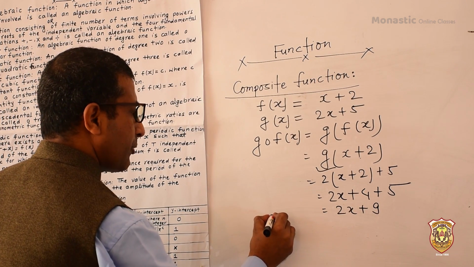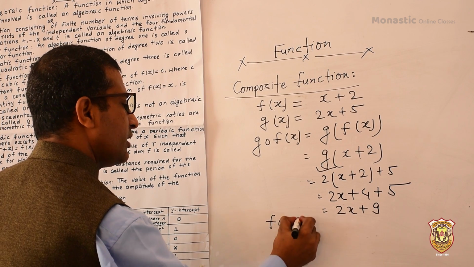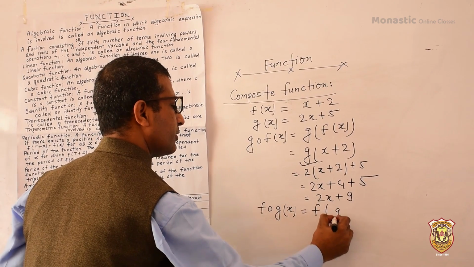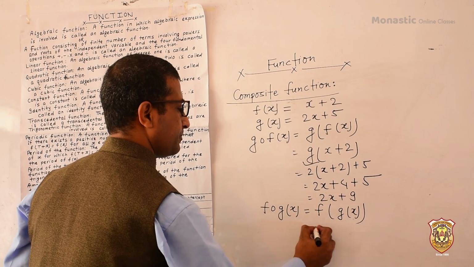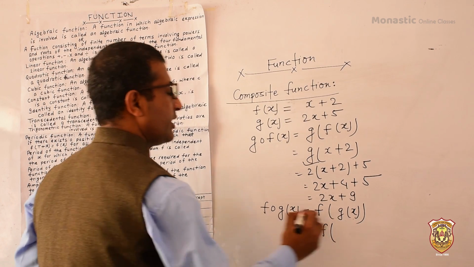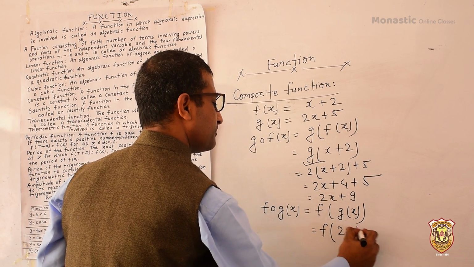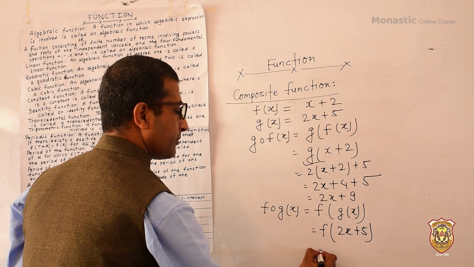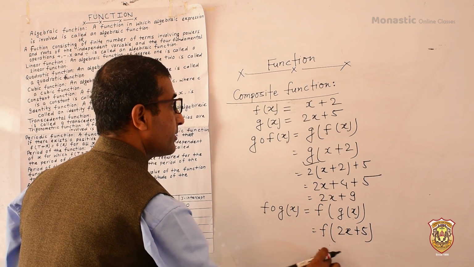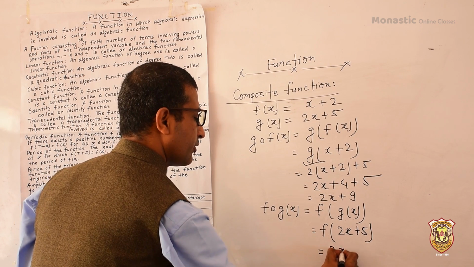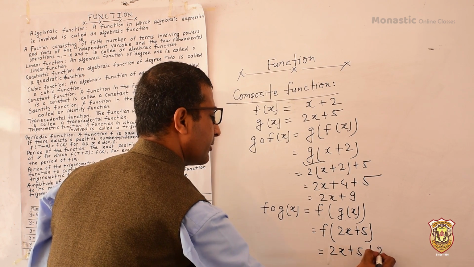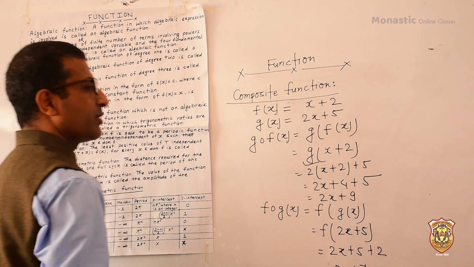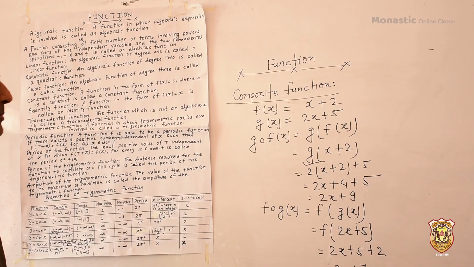In the same way, if we have to find f of g of x, the g of x value is 2x plus 5. We have to substitute this value into f. Here f is x plus 2. In place of x, we can write 2x plus 5. Now it came 2x plus 7. That's our result.